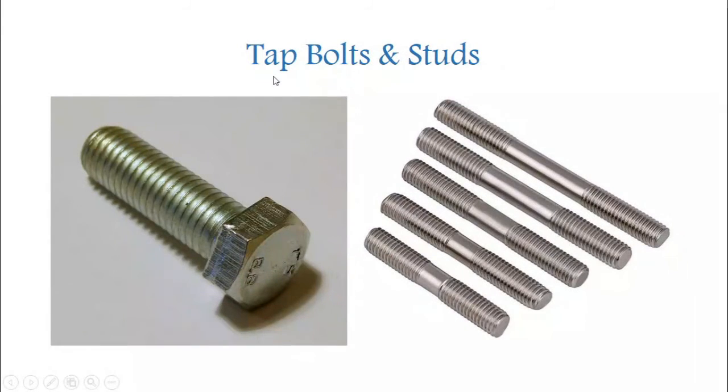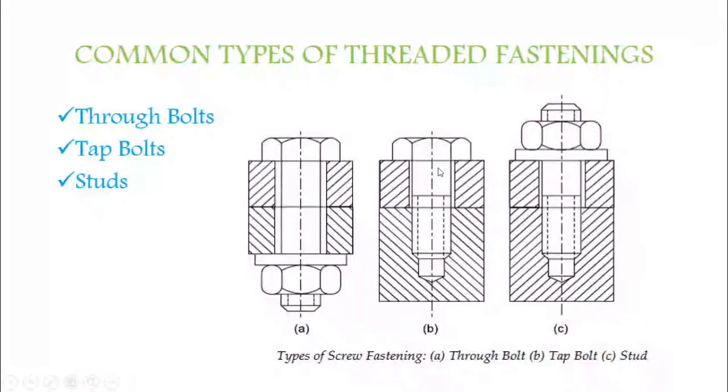And the second one is tap bolt or cap screw. There is a basic difference between a tap bolt and a through bolt. The tap bolt is turned into a threaded hole in one of the parts being connected and not into the nut. Here, the tap bolt is turned into the tapped hole.